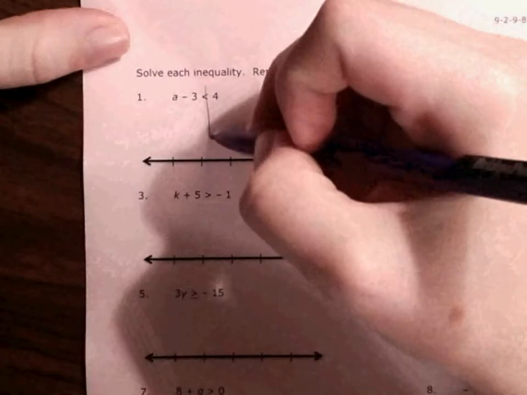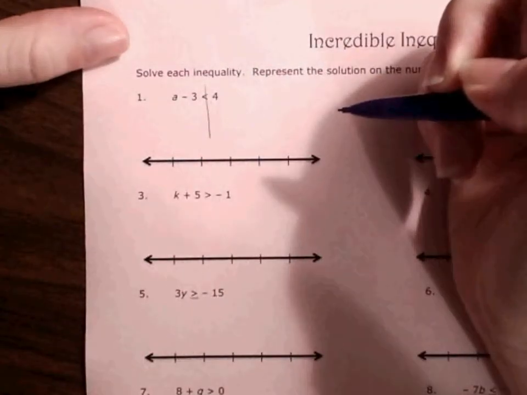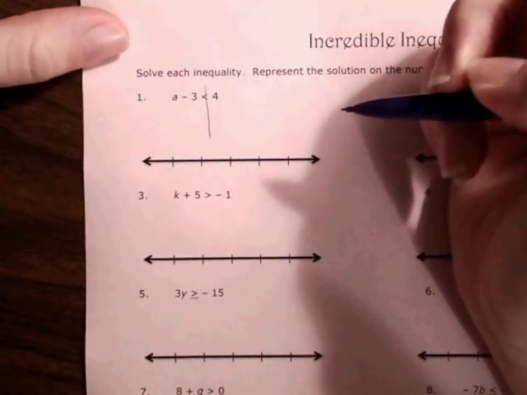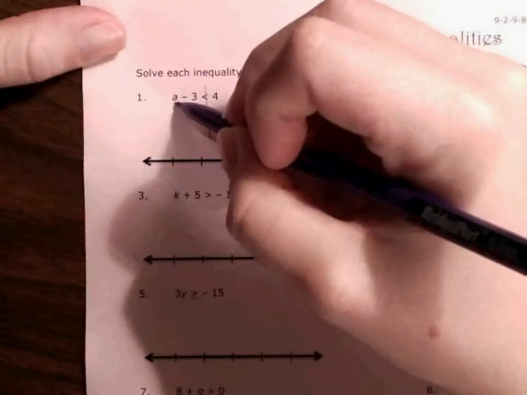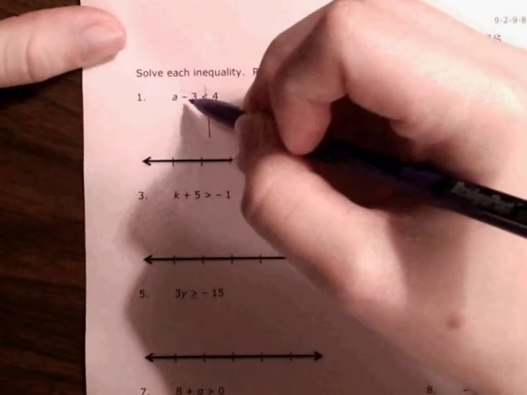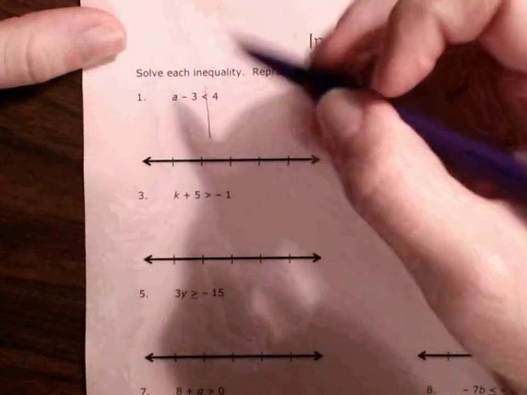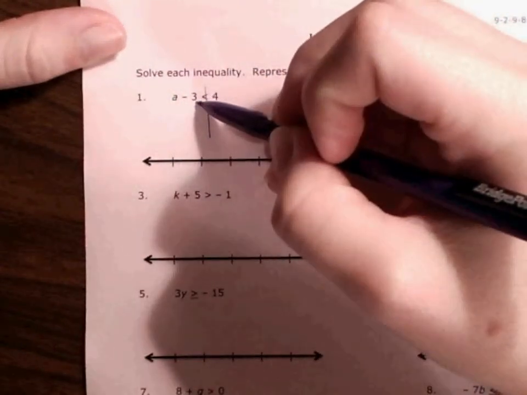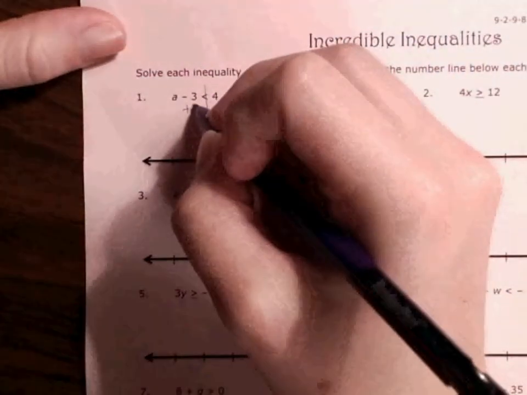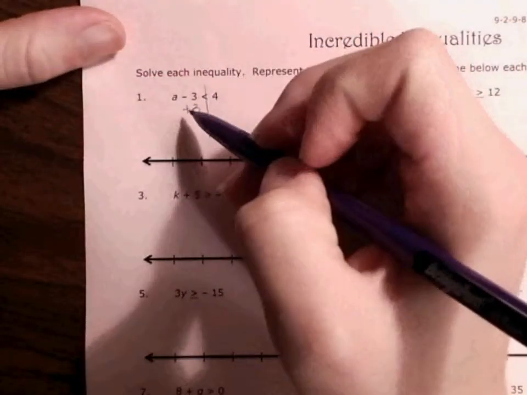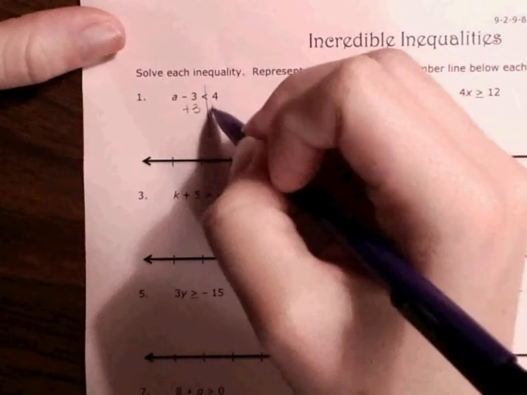Okay, so first things first, I want to draw a line through the inequality sign, and I want to think about what my goal is. My goal is that I want a to be by itself. So that means I have to get rid of this negative 3 right here. So how do I get rid of it? I'm going to have to make it 0. How do I make negative 3 0? I'm going to add 3. If I'm going to add 3 to this side, I'm also going to add 3 to this side over here.